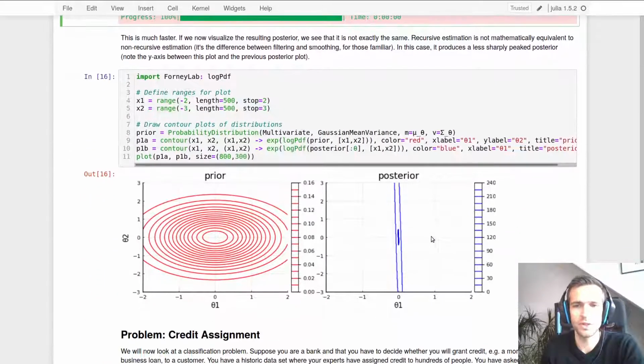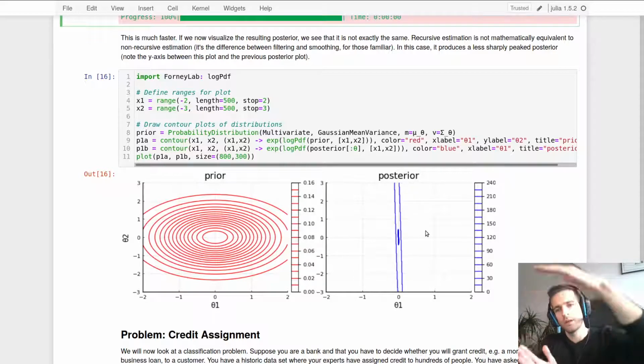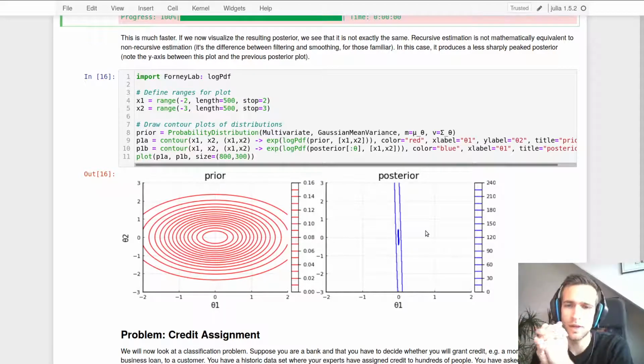And so if you visualize the estimates, you can see that the prior is still the same. The posterior has the same shape, namely that it covers a very narrow band in theta 1 and a bit wider band in theta 2. But you can see that the peak of this distribution lies at 240, which is a bit lower than 300. So you're a bit less certain, you have a little less confidence in your estimates.